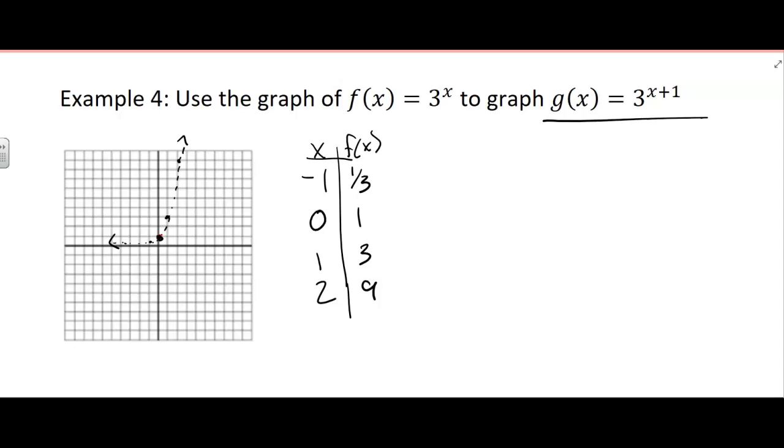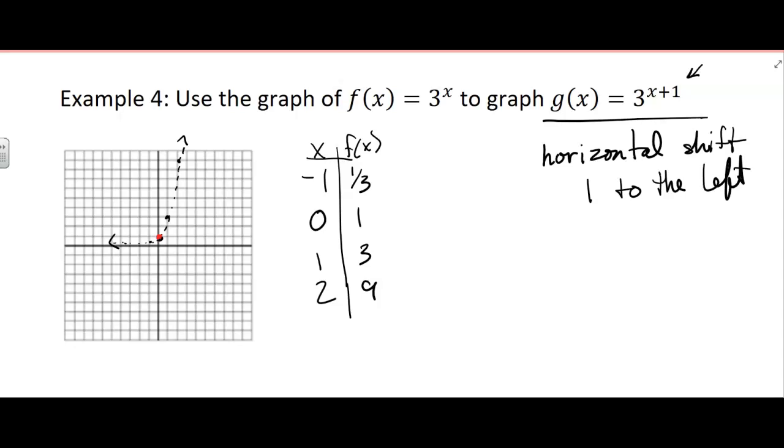Now we're going to look at g of x. You could do a table of values, but it's easier to identify the transformation. The 1 is in the exponent, so because it's in the exponent, this is going to be a horizontal shift. I think your book calls them translations instead of shifts, but that's okay. It's a horizontal shift, and it's going to be 1 to the, anybody know? Left. So it's going to shift the whole thing 1 to the left.